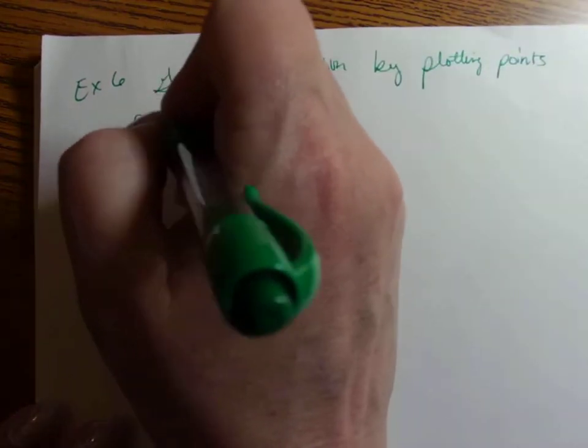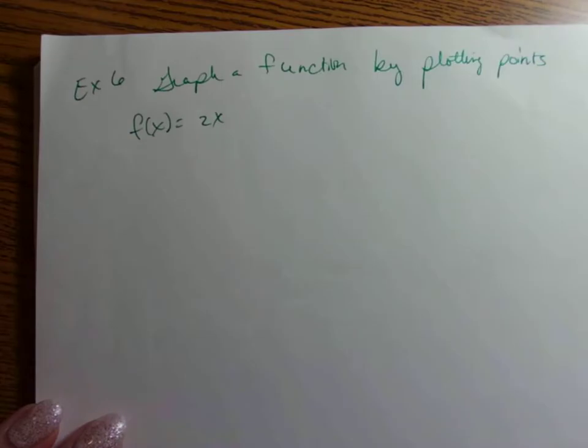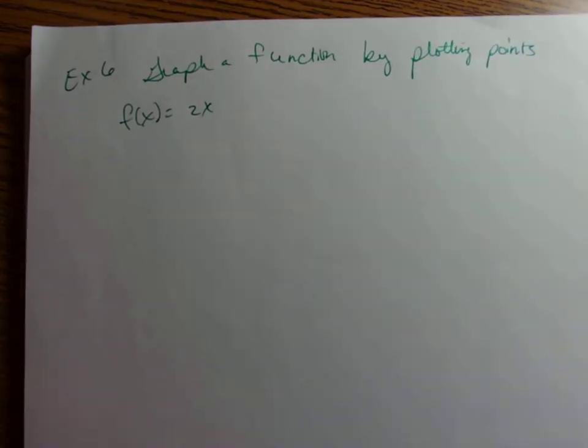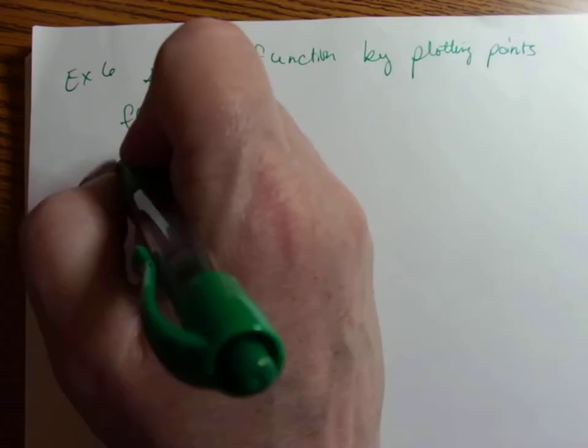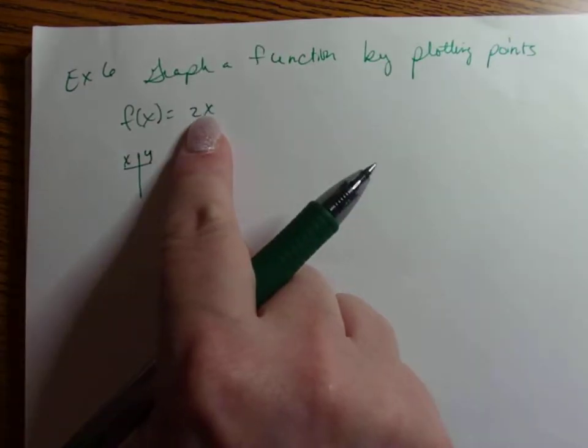So f of x is equal to 2x. Just a very simple function. We've kind of looked at these in the last section. We just didn't figure them out because we were doing vertical and horizontal lines, but we're making a t-chart of x and y. You just need to pick some values for x.